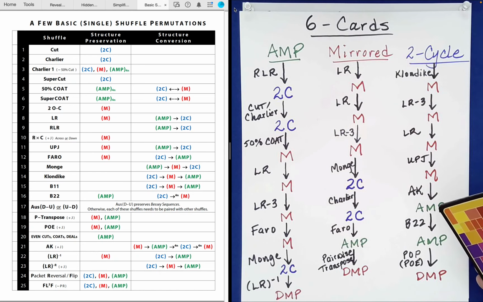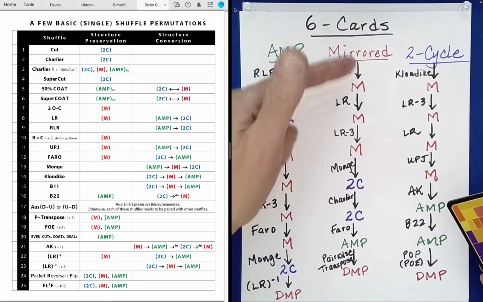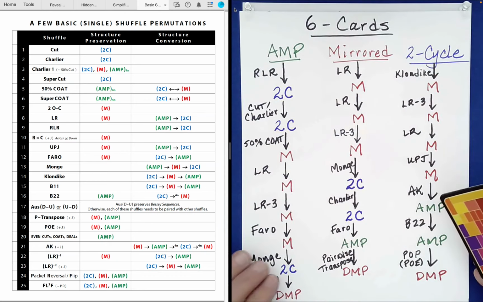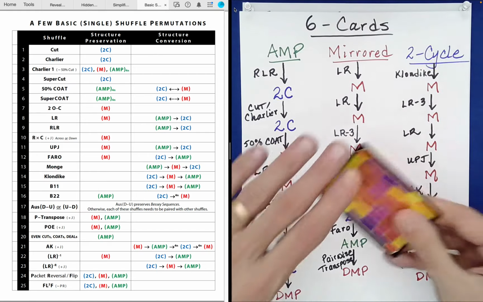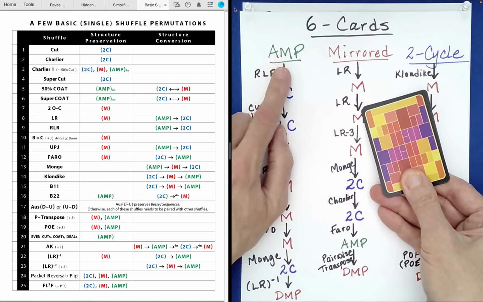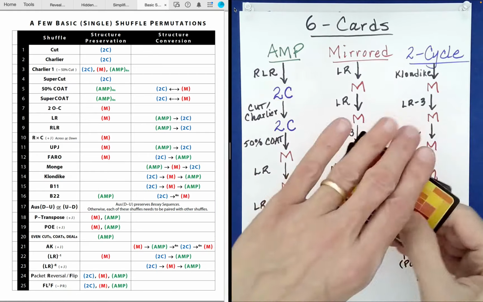Okay, so there are, I'm not even sure, millions upon millions of ways of using the table on the left to either preserve a structure or convert it from one to another. So I just happen to choose these particular paths, but there's nothing really special about any one of them. Okay, so here we are. We're viewing this as an AMP.